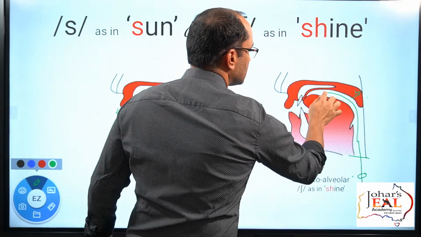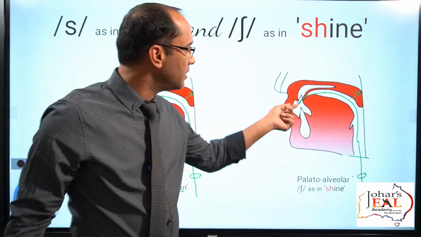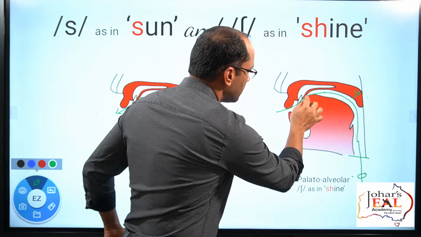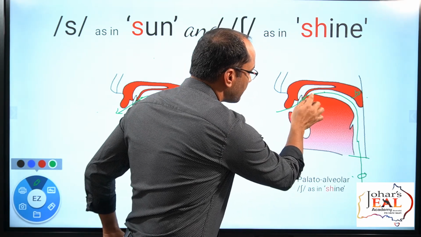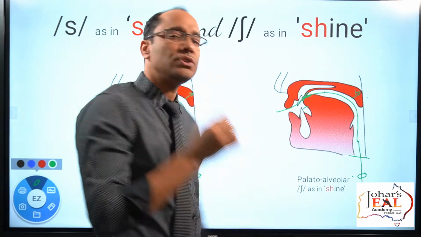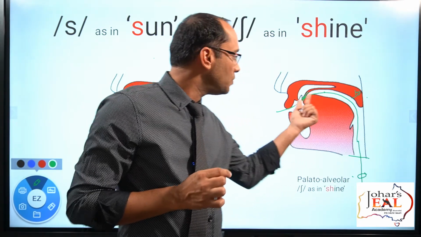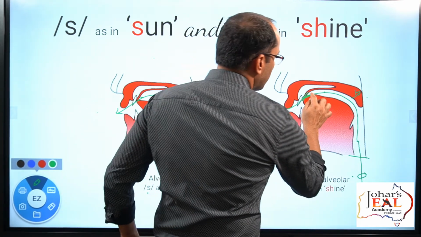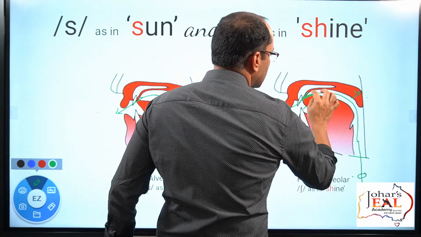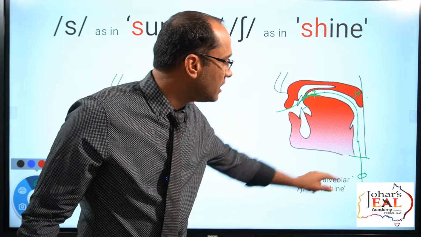Now, the air passes through this narrow gap between the tip of the tongue, the blade of the tongue, and the front of the tongue, and the roof of the mouth, which is here, alveolus and palate. So mostly with alveolus, this part of the tongue, which we call the front of the tongue, is raised against the hard palate. So it's called a palato-alveolar sound.